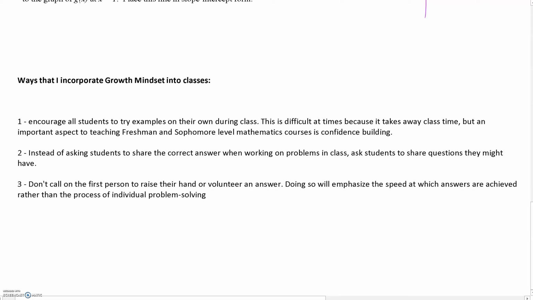And the last thing that I try to do is not call on the very first person to raise their hand. Doing so emphasizes the speed at which an answer is achieved rather than the process through which the answer is achieved. And I want students to know that just because it takes them a few minutes to try and get the correct answer does not mean that they don't know how to do things. I try to incorporate the accuracy of results rather than the speed of results in the individual problem-solving process.